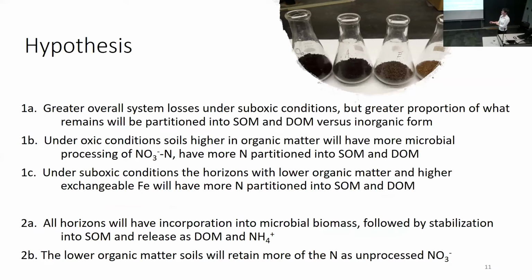So for the redox condition hypotheses, we hypothesize that we would have greater overall system losses under suboxic conditions, just because we expect that microbial activity will definitely contribute to gaseous losses. Under oxic conditions, we expect that higher organic matter translates to more microbial processing and more nitrogen partitioning with soil organic matter and dissolved organic matter. And conversely, suboxic conditions with low organic matter will have presumably less microbial processing as well, and will retain more nitrogen in soil organic matter and dissolved organic matter.